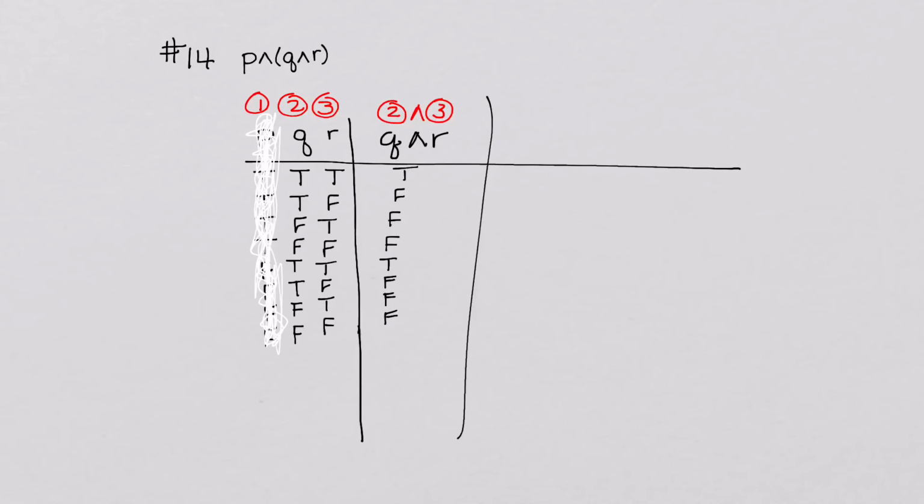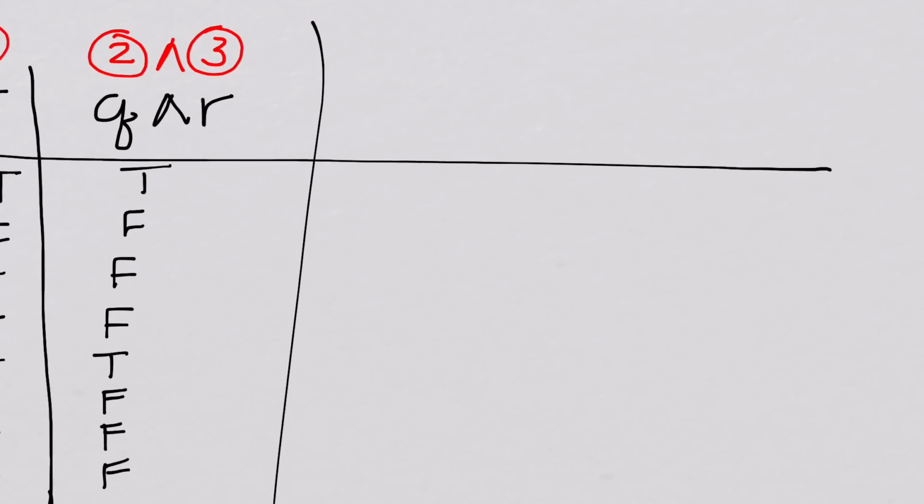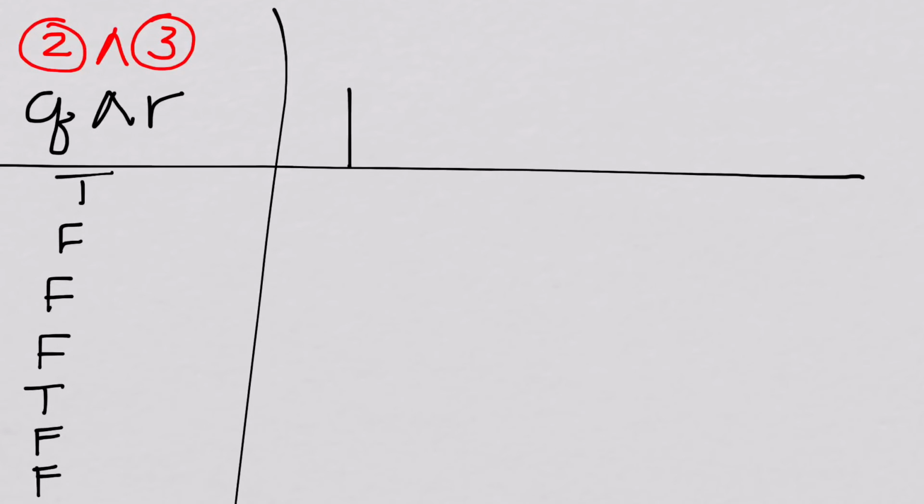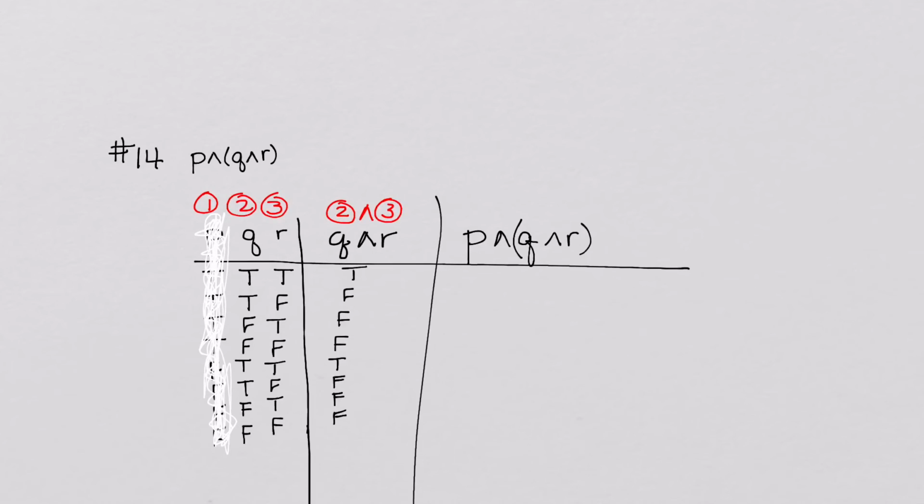And then we have the whole thing, which is P and Q and R. So this is column 1 and column 4 that we just made.